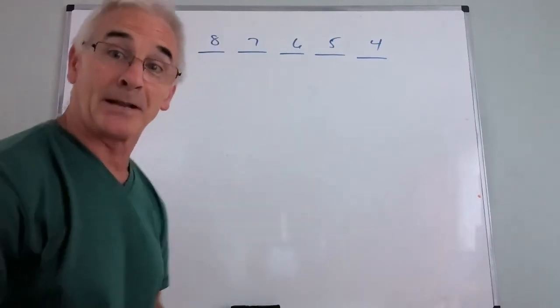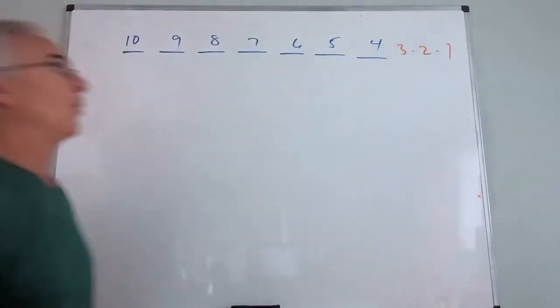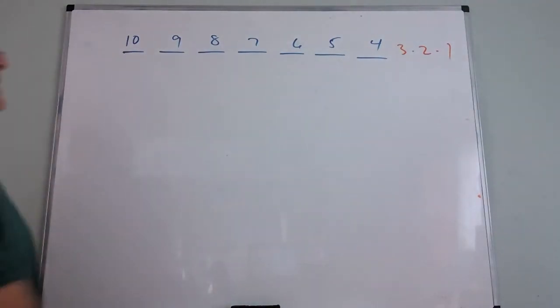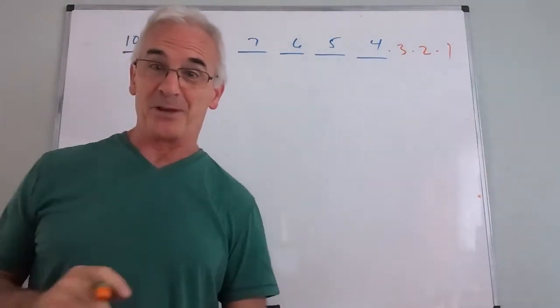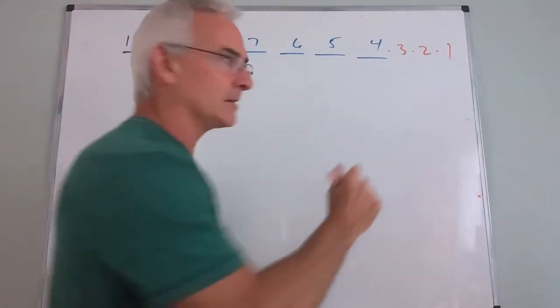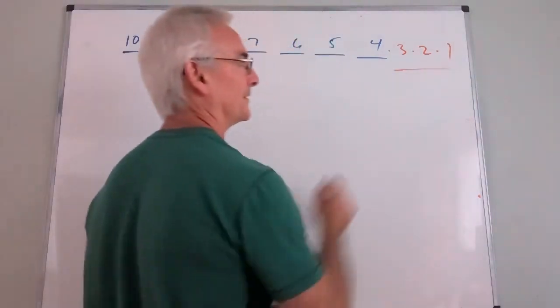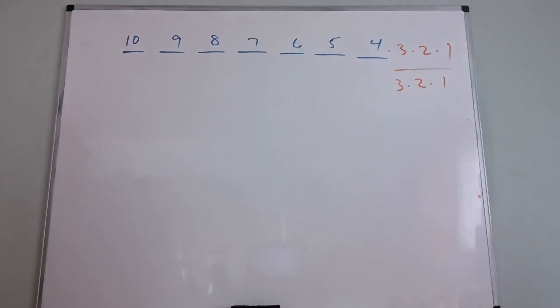What if I did this? Hey, everybody, look over there real quick. Oh, wow, look what I just did. I made a factorial. Can I just arbitrarily multiply by 3 times 2 times 1? Well, of course not. It wouldn't be the same value unless I... Oh, what if I did that?